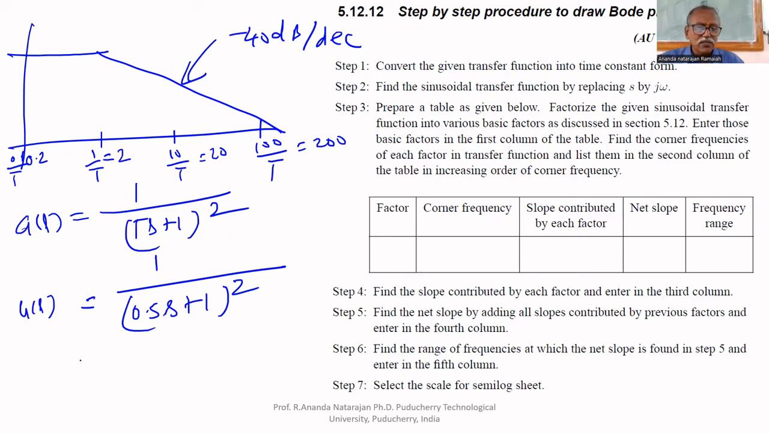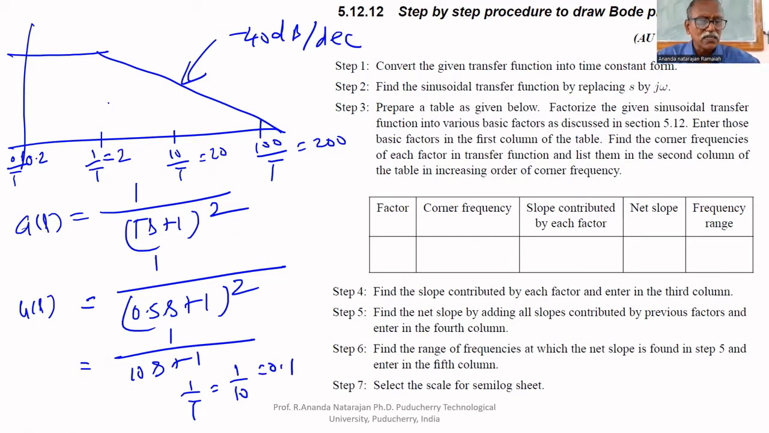Suppose tau equal to 10, that is 10s plus 1. What is 1 by tau? The corner frequency is 1 by tau equal to 1 by 10, that is equal to 0.1. Therefore, this point becomes 0.1, this is 0.01, this becomes 1, and this becomes 10.